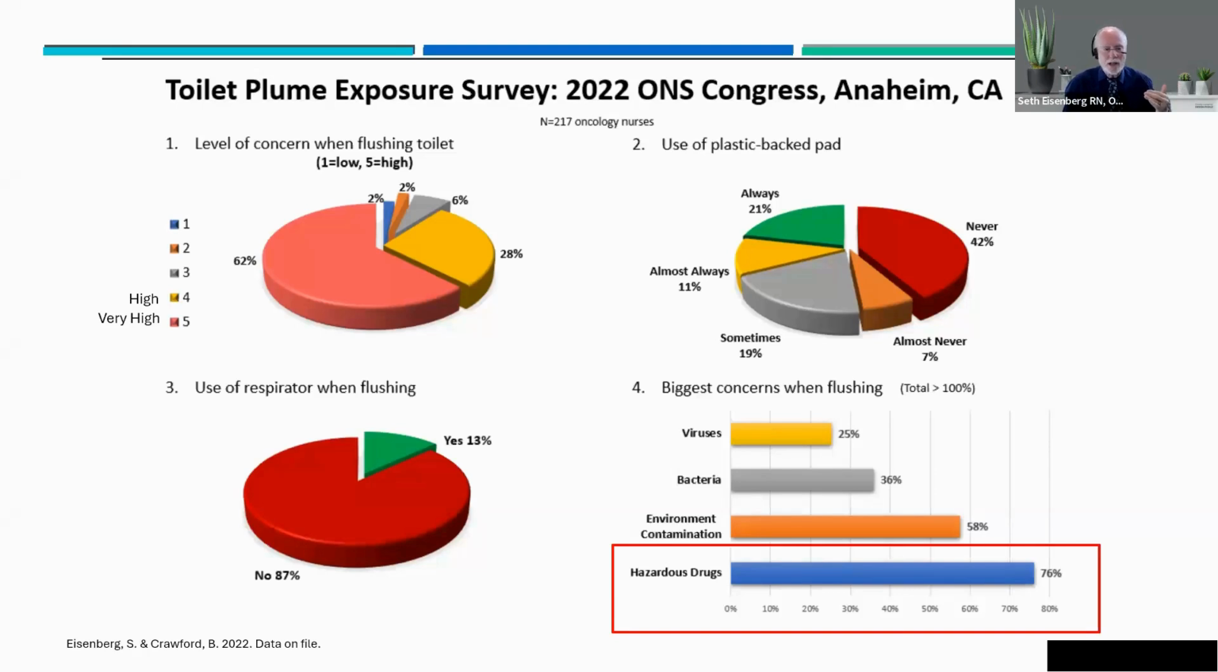Many of them commented that they would flush and rush because they knew that stuff comes out of them. Nurses who wore dresses or skirts would comment on the fact their legs would get wet when they flushed.